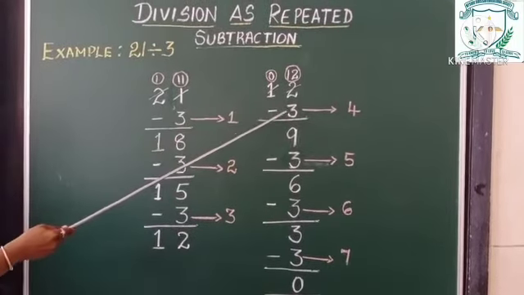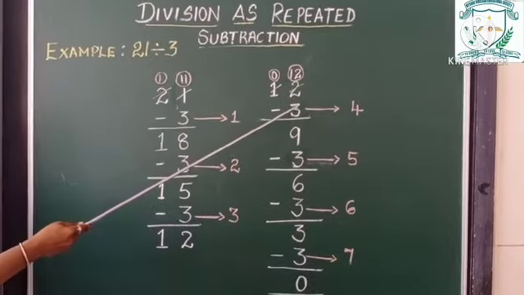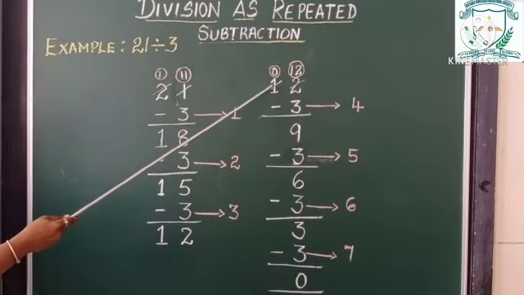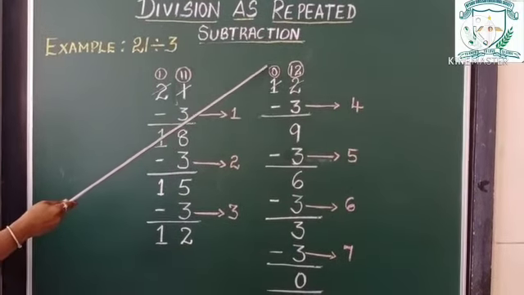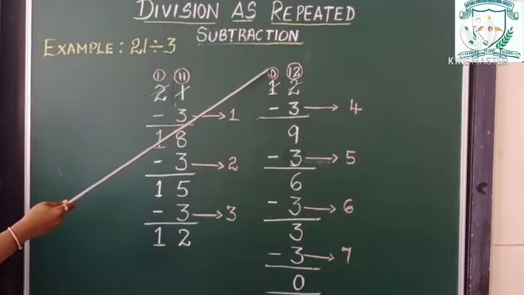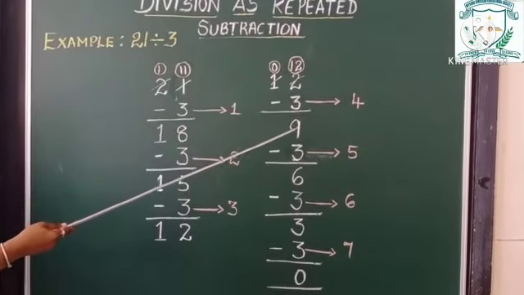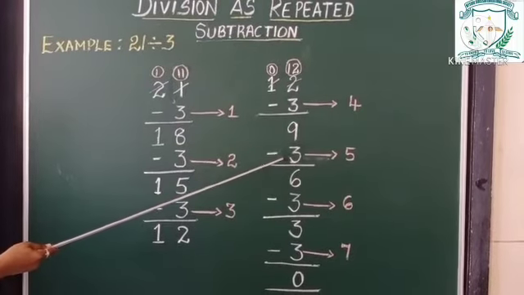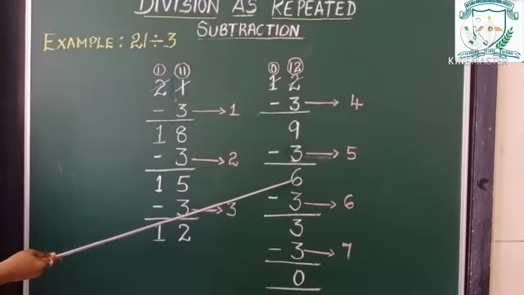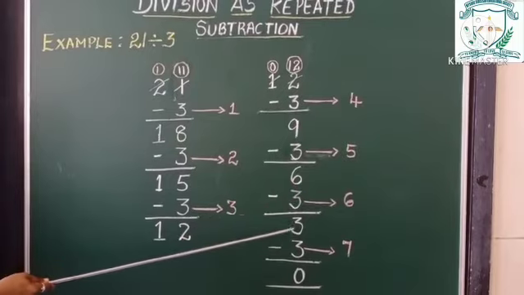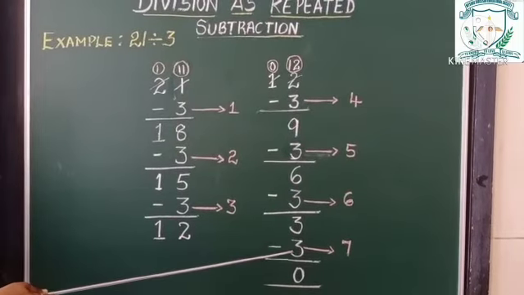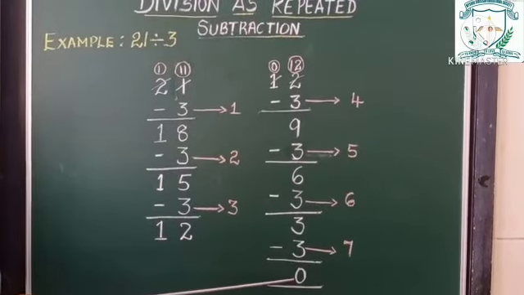Here 2 is less than 3. Borrow from the tens place, leaving 0 tens. Now it becomes 12. 12 minus 3 is equal to 9. 9 minus 3 is equal to 6. 6 minus 3 is equal to 3. 3 minus 3 is equal to 0.